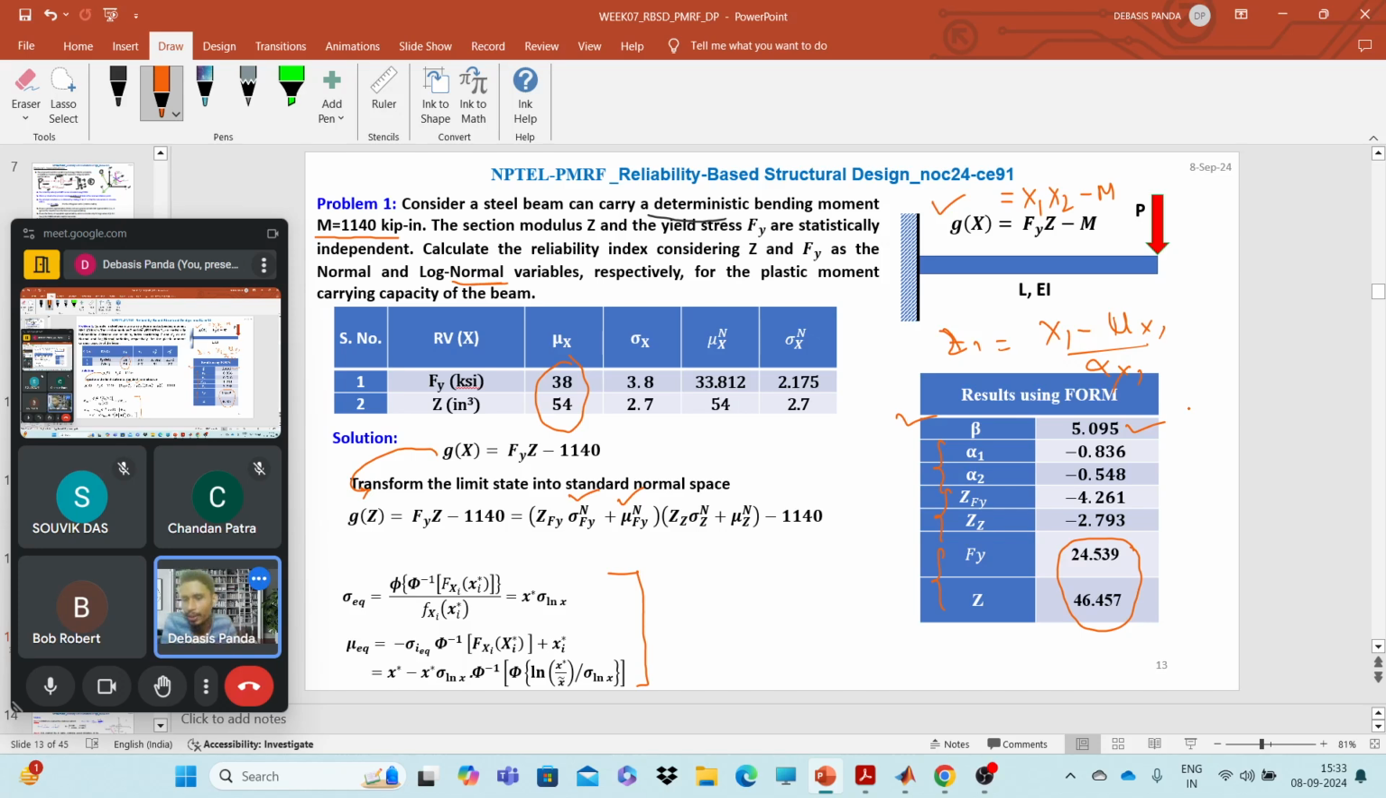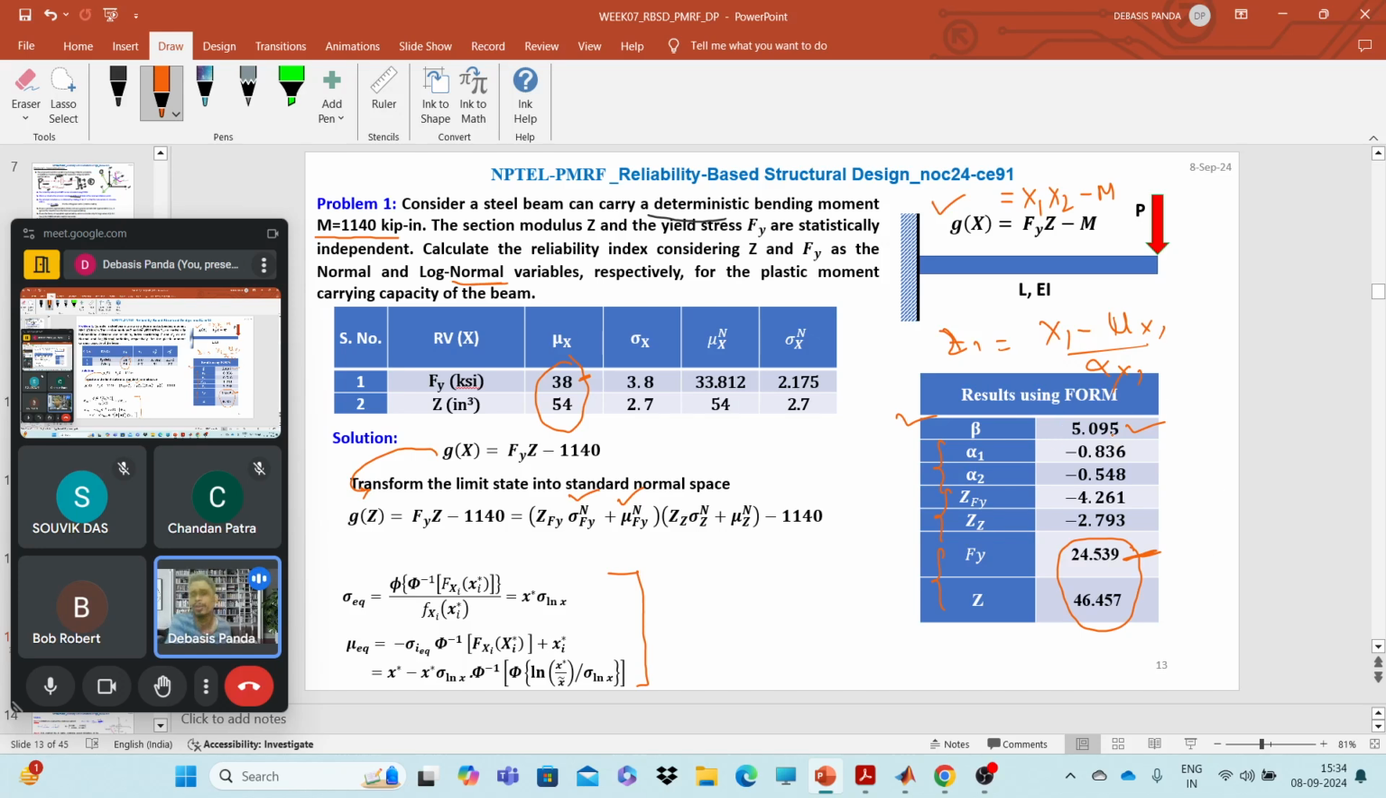Vice versa. To get the design points corresponding to some probability of failure and beta value, we incorporate first order, second order reliability methods or different kinds of simulation-based techniques to get that final point. If we design with respect to these points, we can see Fy. Initially the Fy value was 38, but if you consider the Fy value as 24.59, you will have the probability of failure corresponding to beta 5.